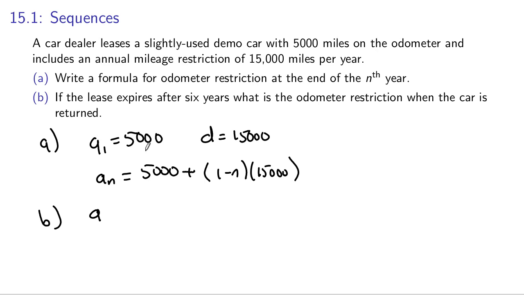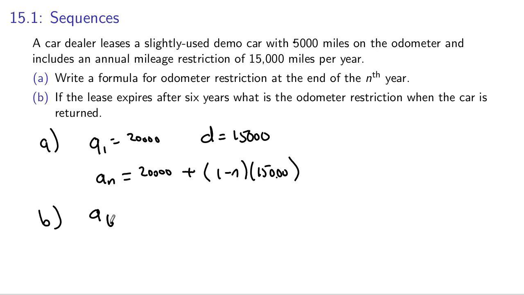At the end of the first year, there would be a restriction of 20,000, because we have 5,000 plus the 15,000 at the end of the first year. And so at the end of the nth year, it's 20,000 plus 1 minus n times 15,000. That fixes it for us by just changing what a sub 1 is.